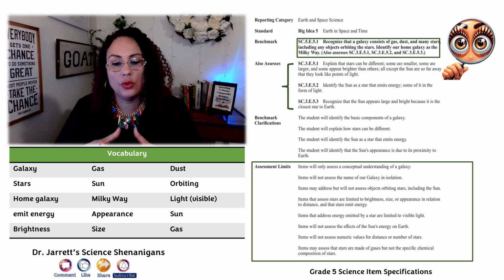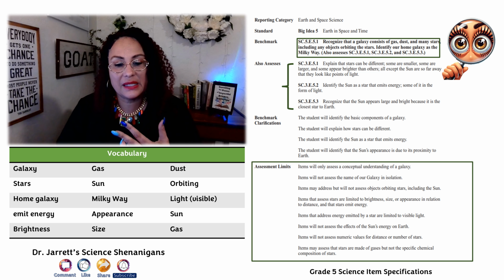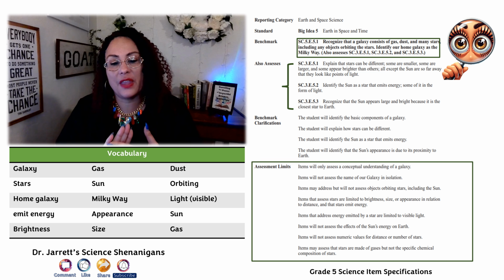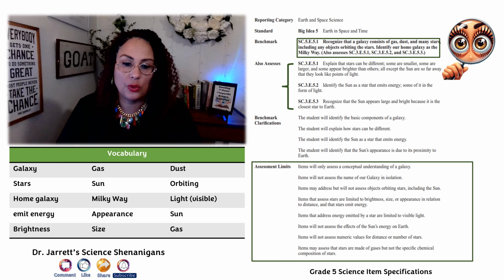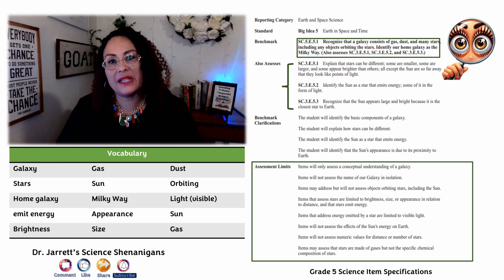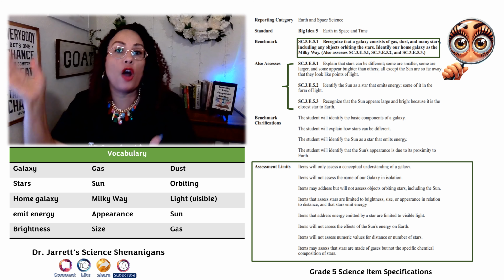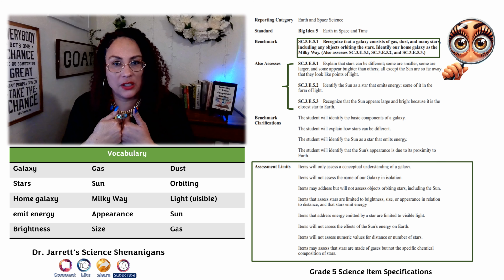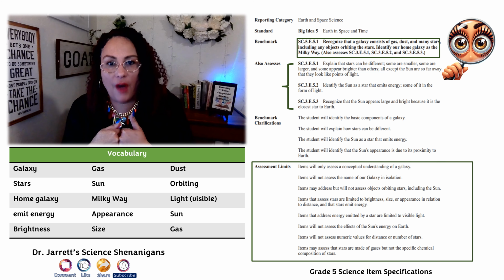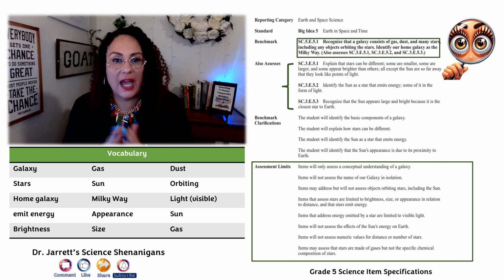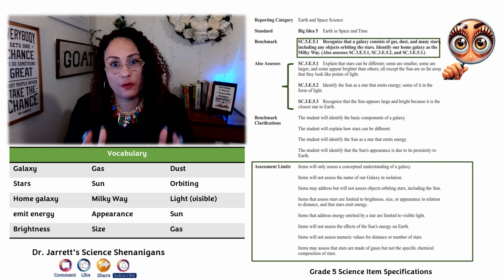Also, they're going to limit the information about the stars to brightness, size, and appearance, relation to distance, and stars that emit energy. What I want to make sure that you fully understand is that they're not going to ask for numerical values for distance based upon the number of the stars. So, how far is this specific star from Earth? The star that we are concerned about is the sun. That is the name of our star, the sun. So that's the only one we're going to be worried about with our fifth grade scholars.